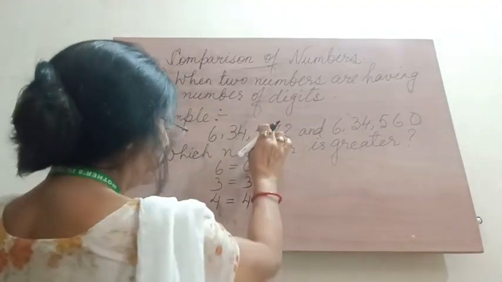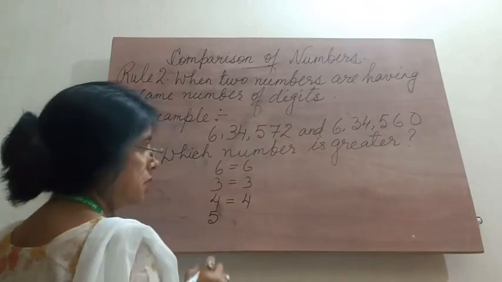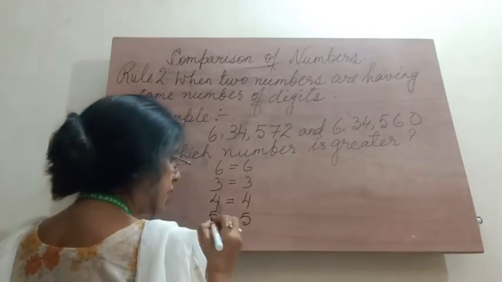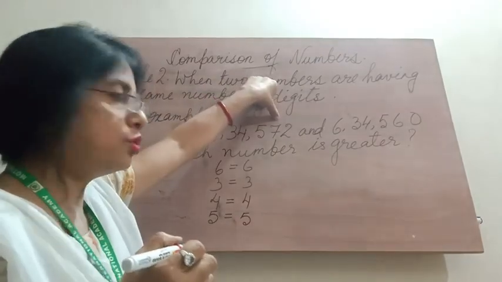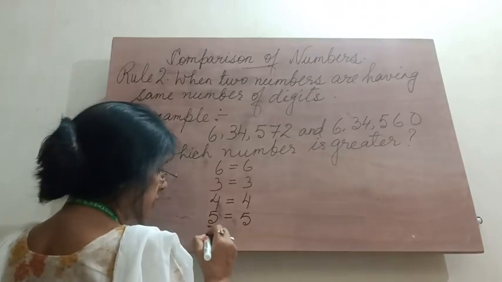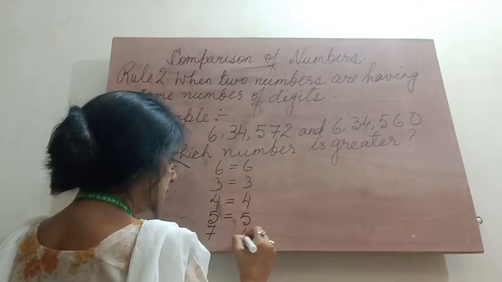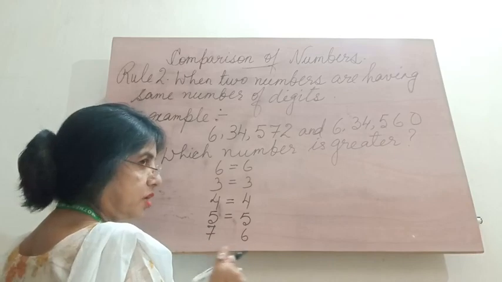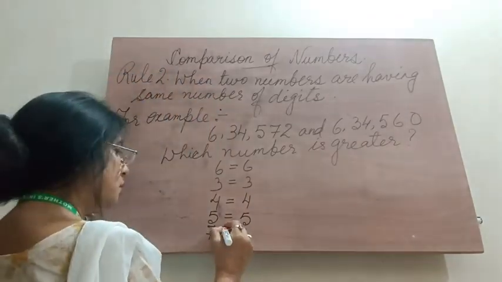We will move to the fourth digit. The fourth digit is 5 in the first number, and of course in the second number also the fourth digit is 5. Again these two are equal. Now we move to the fifth digit. The fifth digit of the first number is 7, and the fifth digit of the second number is 6. So I am telling you this 7 and 6 are different numbers. It is easier to compare. So 7 is greater than 6.